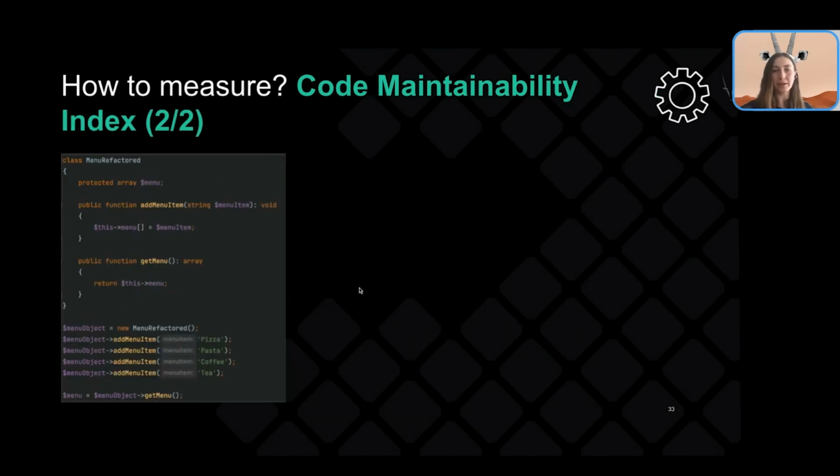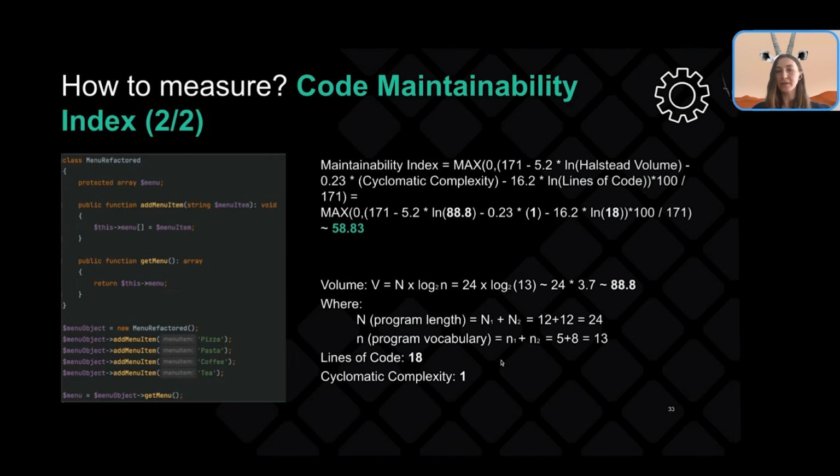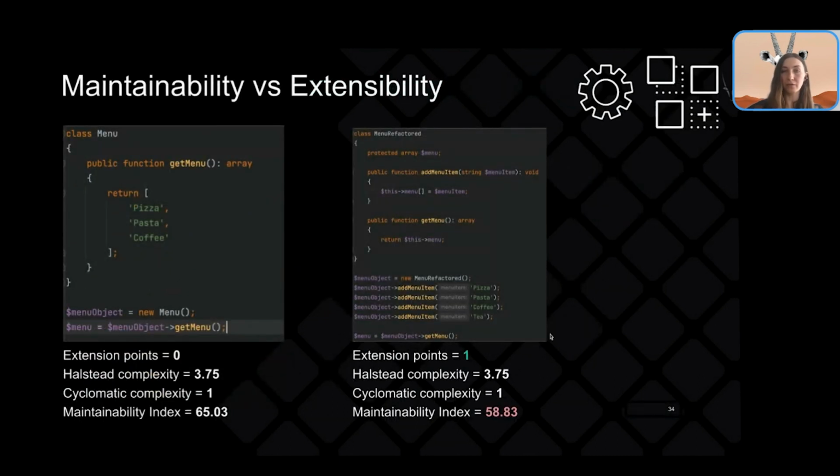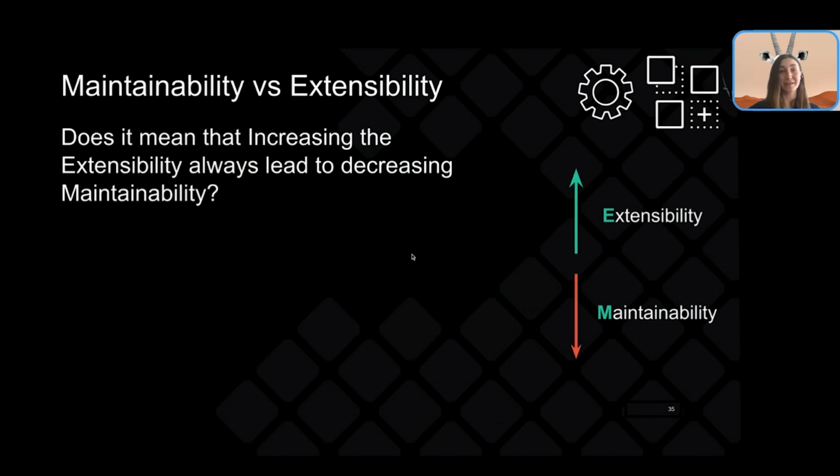Let's check the second one. In the second example, we have 58.83. Why do we have such a difference? Because we have a bigger number of lines in the code. So in this specific case, it actually mattered and had an influence. If we go back to all the results that we got so far, nothing pretty much changed. But here we can see that the maintainability index slightly dropped. So for this specific example, we can say that extensibility increased and we slightly dropped the maintainability index.